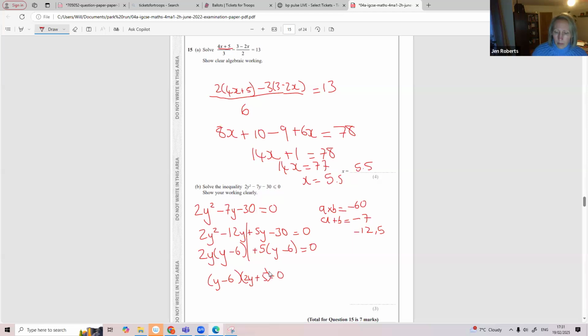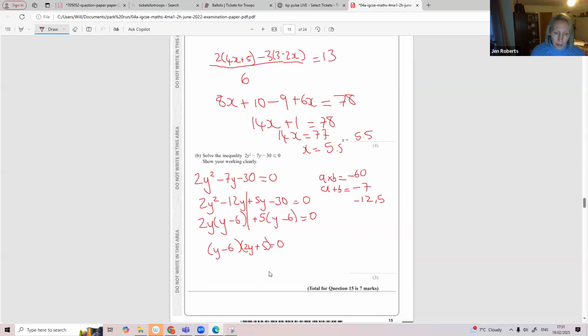So I need to solve it now. When does this equal 0? When this bracket is equal to 0, in which case y is 6. Let's just put this 2y plus 5 equals 0. Take 5 off both sides. Divide both sides by 2. So this crosses your x-axis at minus 2.5 and 6. I know it's a positive curve.